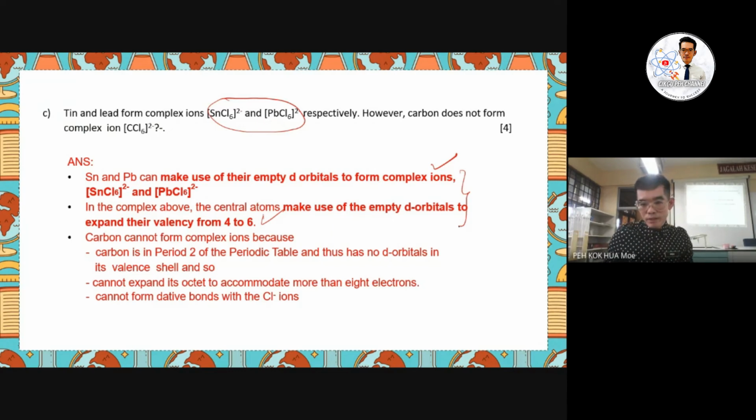And then another 2 marks: carbon cannot form complex ions because carbon in period 2 does not have a d orbital in its valence shell, so it cannot expand its octet. That means a maximum of 8 electrons only can fit. So it cannot form the dative bond with chloride ions. All of this is actually from the notes, you just copy and paste it for this question.